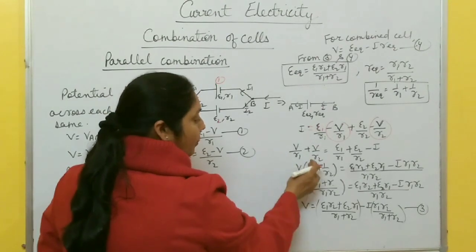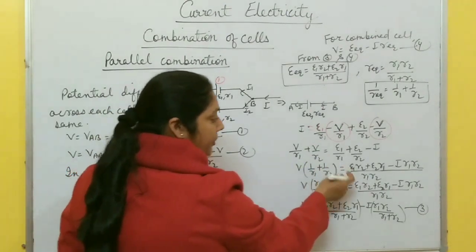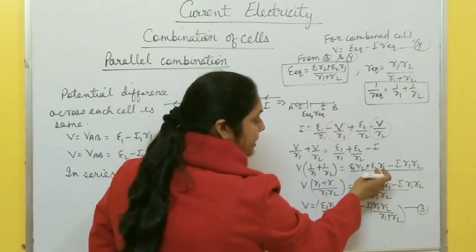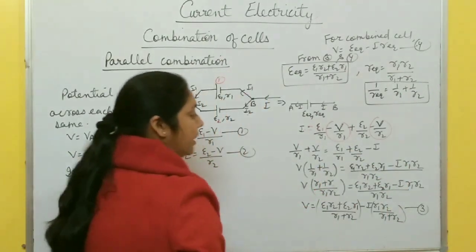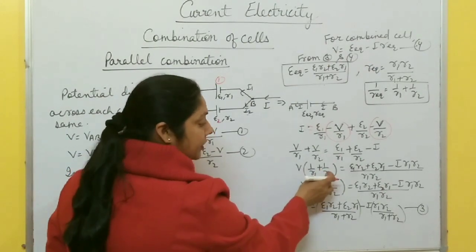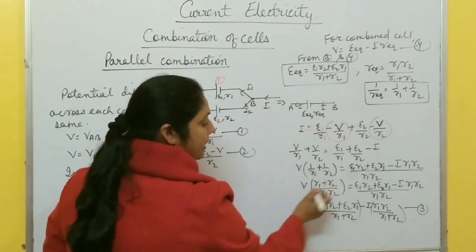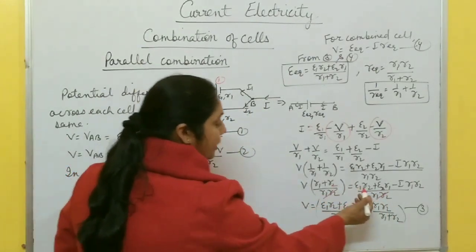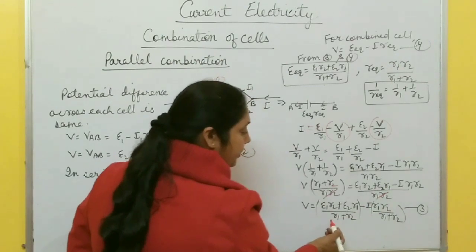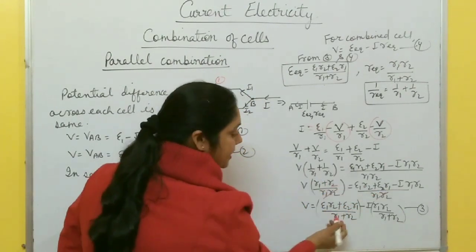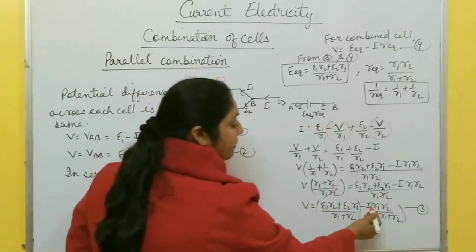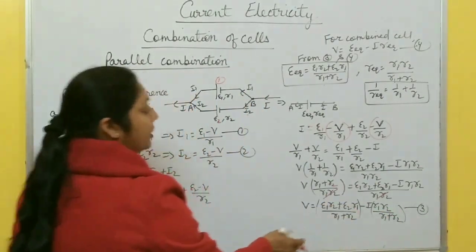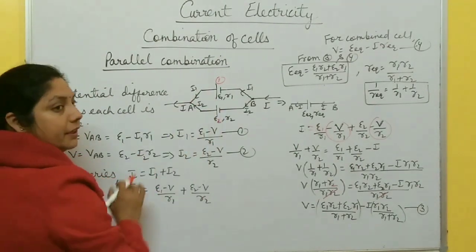Now you take V common: 1 by R1 plus 1 by R2 equals, here you take the LCM R1 R2, so E1 R2 plus E2 R1 minus I R1 R2. Here also you take the LCM R1 R2, so here R1 plus R2. Now this denominator cancels, and you get V equal to E1 R2 plus E2 R1 by R1 plus R2 minus I R1 R2 by R1 plus R2. This is equation number 3 when the two cells are connected in parallel.